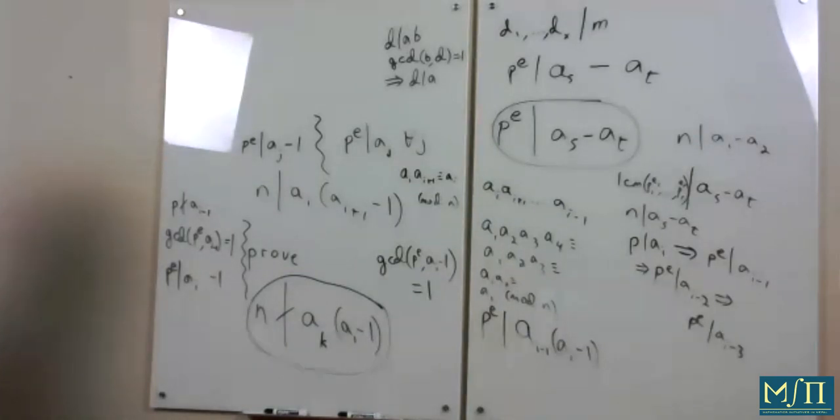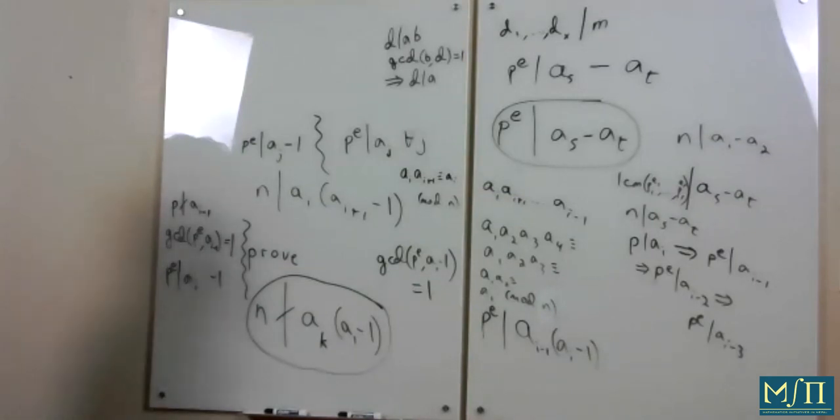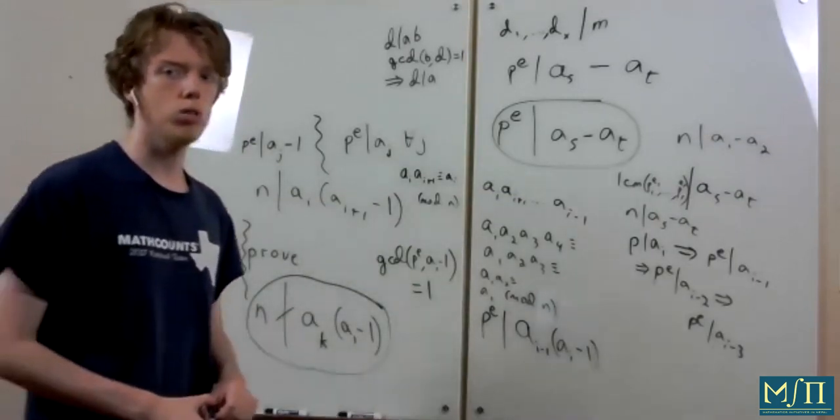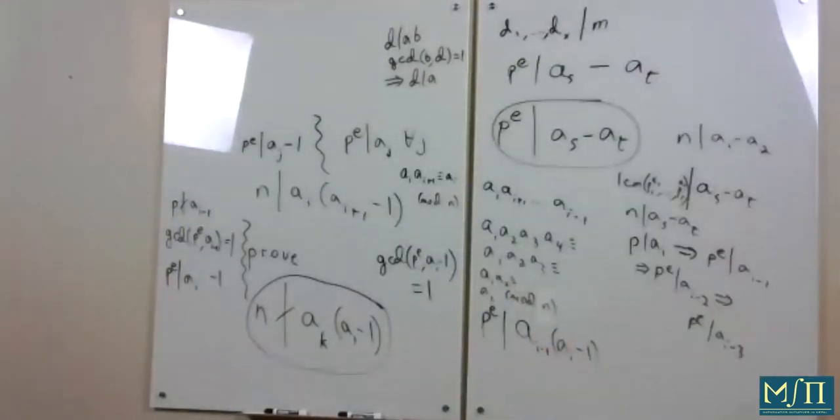But yeah, there are multiple ways. There's more than one way to do this problem. So that's IMO 2009 problem 1. Any questions, or should I move on?